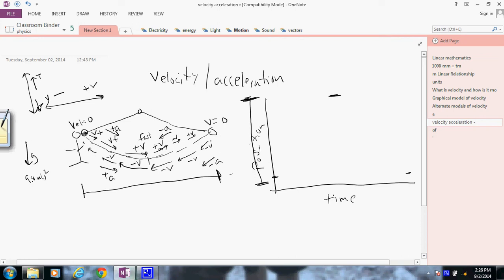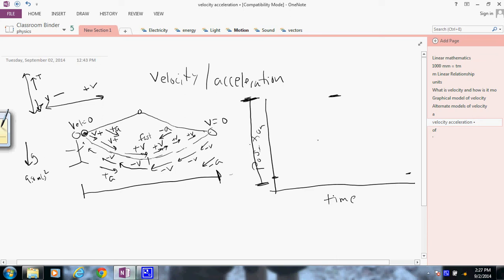But as I go down, now my velocity is in the same direction as my acceleration, so I start picking up speed here until I get to the bottom, and then once again, I start losing speed. So take a minute and let's think about what this graph is going to look like.